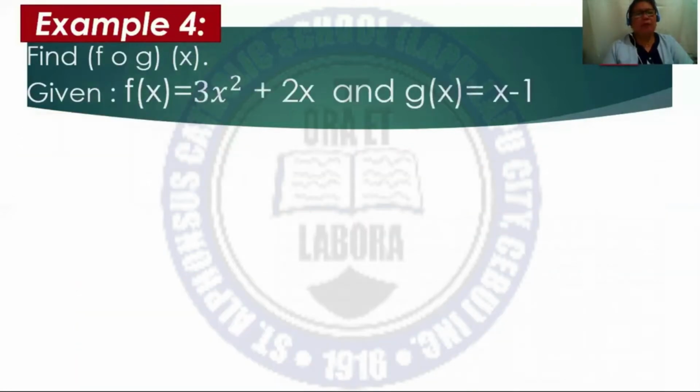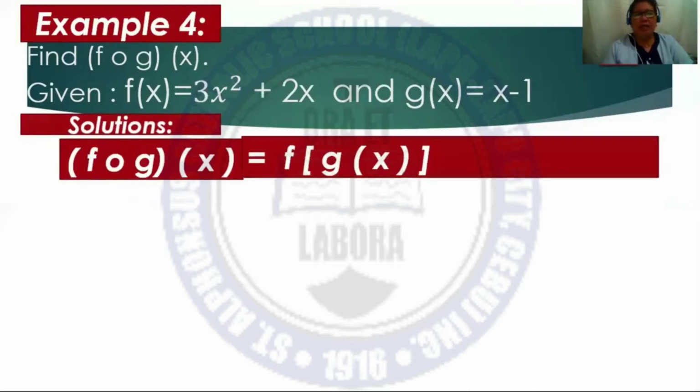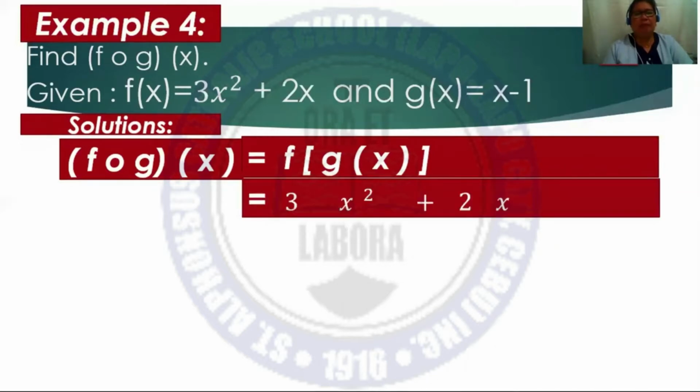Example number 4. Find f circle g of x, given f of x is equal to 3x squared plus 2x and g of x is equal to x minus 1. Solution. F circle g of x can be written as f of g of x. So by this time, the outer function is f and the inner function is g. We have to follow the pattern of f of x, which is 3x squared plus 2x.